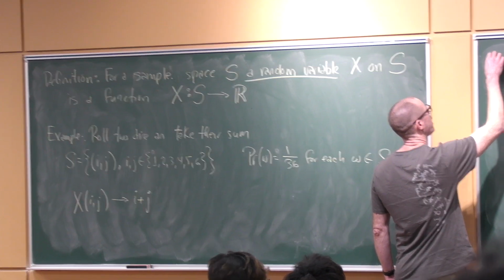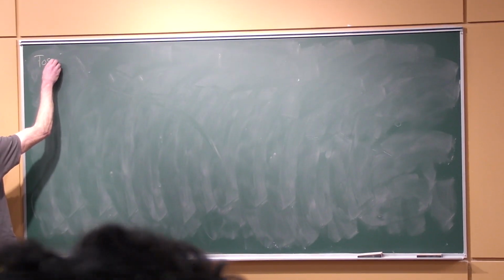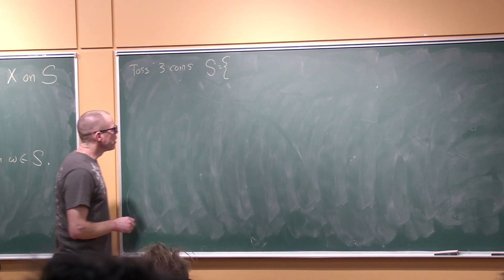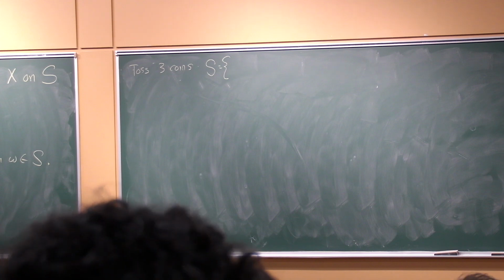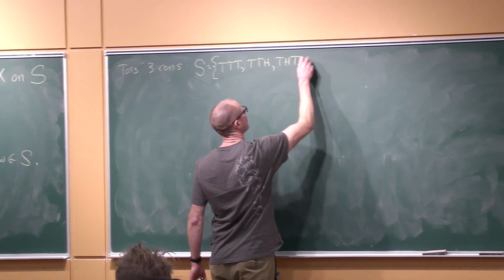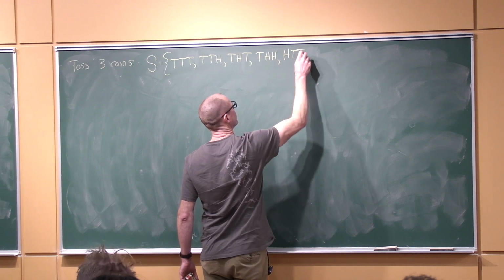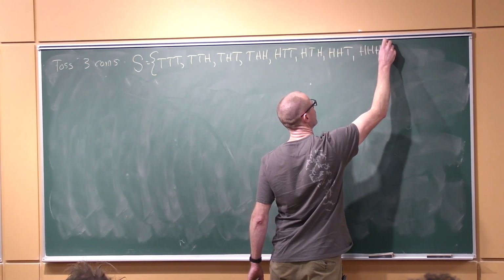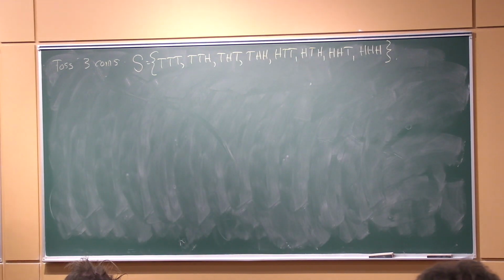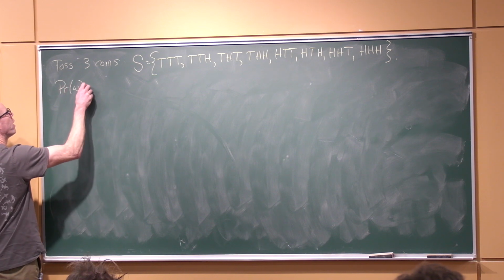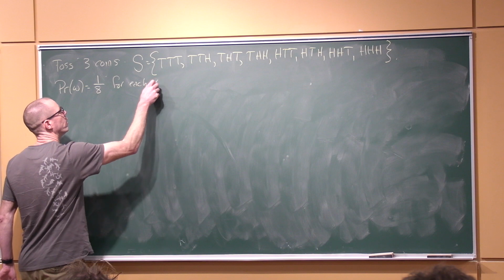So here's another example. Let's say I toss 3 coins. So that means I have a sample space S, which consists of sequences of 3 coin tosses. A coin toss is a head or a tail, which we denote by H or T. And there's 8 elements in this sample space, and they look like that. So we get a sample space of size 8, and it's a uniform sample space, so the probability of omega is 1 over 8 for each omega in S.